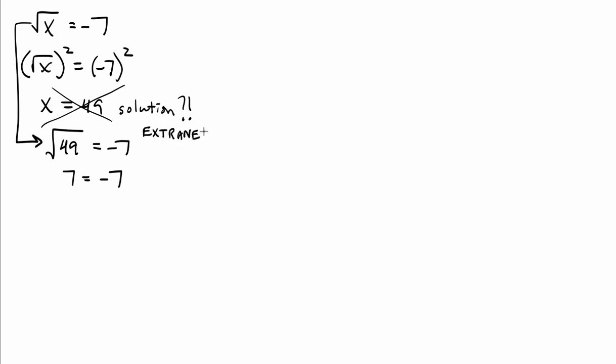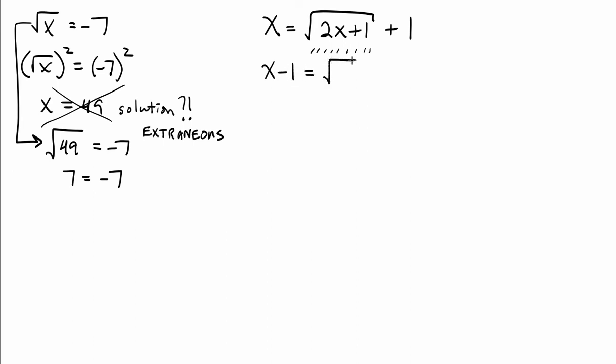And now we'll proceed on to the actual example problem for this video. Suppose you start with x equals square root of 2x plus 1, then the square root ends, plus 1. Now the first step in trying to solve radical equations is to isolate the radical. So subtract 1 from each side. x minus 1 equals square root of 2x plus 1.